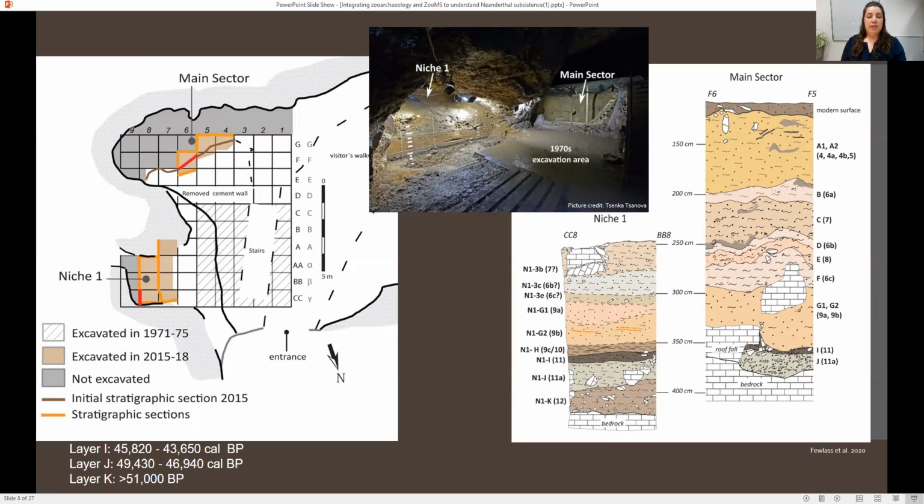So layer I is dated to approximately 45,000 to 43,000 BP. Layer J is dated to approximately 49,000 to 46,000 BP. And layer K is at the limit for radiocarbon and is older than 41,000 BP. These dates overlap with Heinrich event 5, illustrating changeable climates and environments within this sequence. In order to investigate any differences in the occupation of the site related to the arrival of Homo sapiens, we will focus on these three layers.